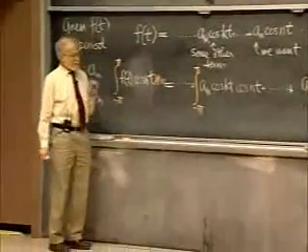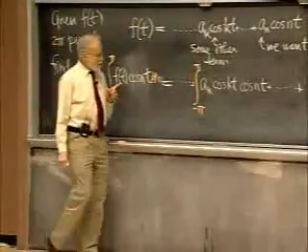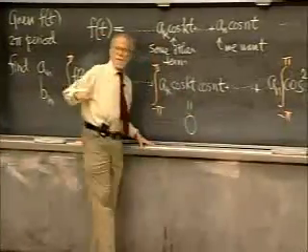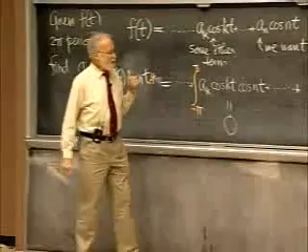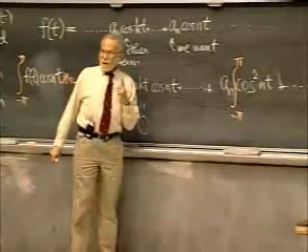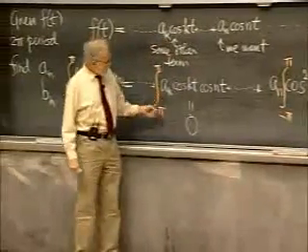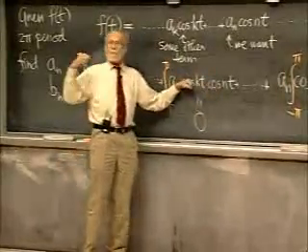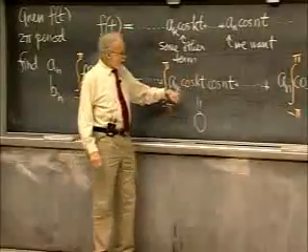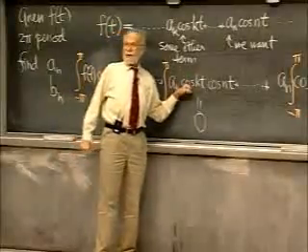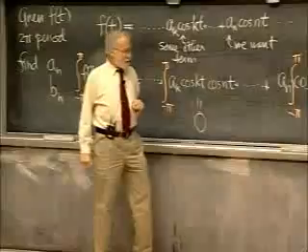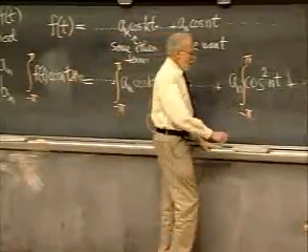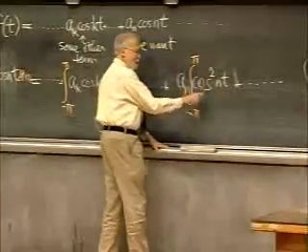And now what happens? What's this? 0. Every term is 0 because of the orthogonality relations. They're all of the form a constant times cosine nt times something different from cosine nt. Sine kt, cosine kt. Or even that constant term. All of the other terms are 0, and the only one which survives is this one.